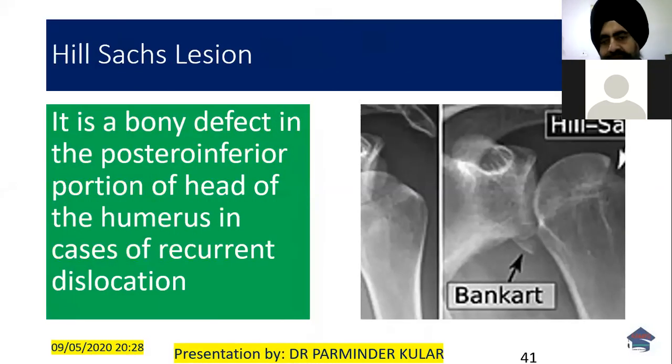And the lesion on the humeral side is the Hill-Sachs lesion. It is a bony defect in the posterior inferior portion of the head of the humerus in cases of recurrent dislocations. So when the shoulder dislocates again and again, the humerus is bone and the glenoid is also bone. And when a bone strikes with the bone, it can either erode the glenoid or create a defect in the posterior inferior portion of the head of the humerus. Because the head of the humerus is a cancellous bone, it is quite soft and it can depress.